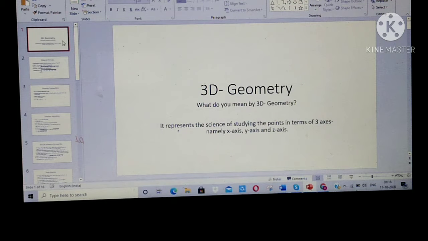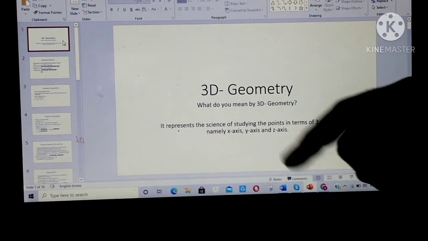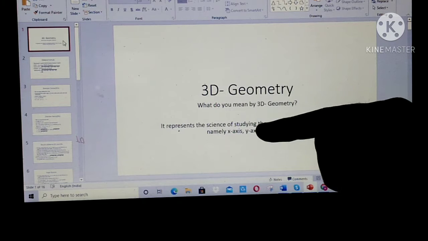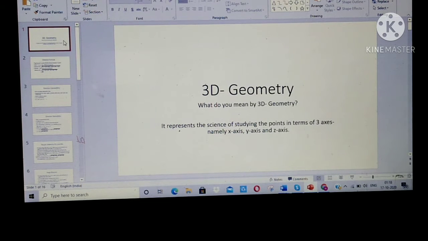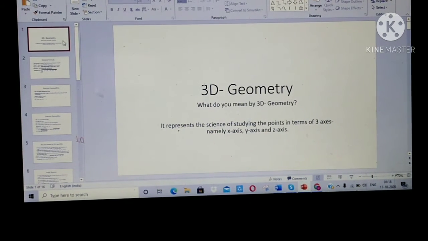Okay. So basically, first of all, what do we mean by three-dimensional geometry? It represents the science of studying points in terms of three axes, namely the x-axis, y-axis, and z-axis.